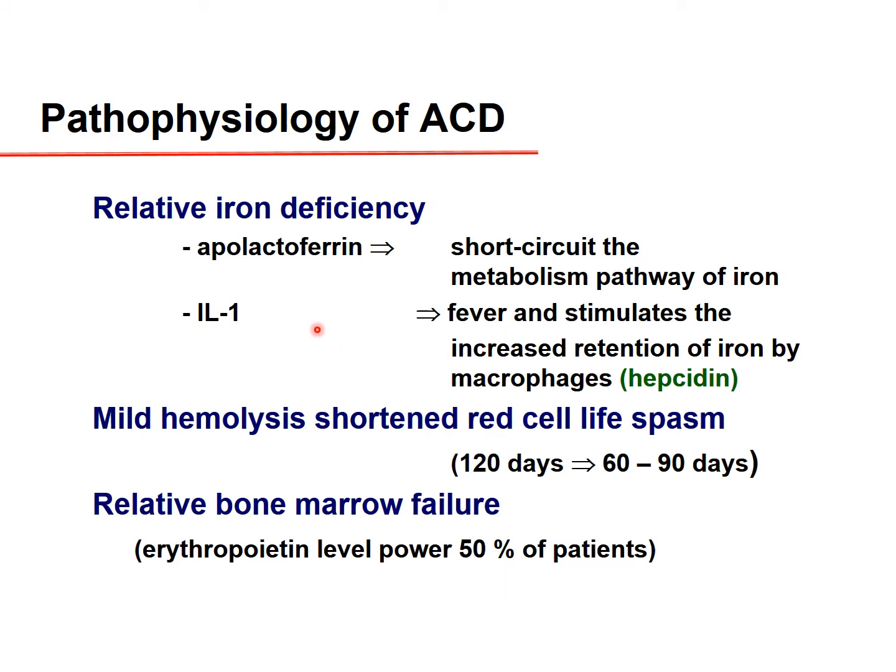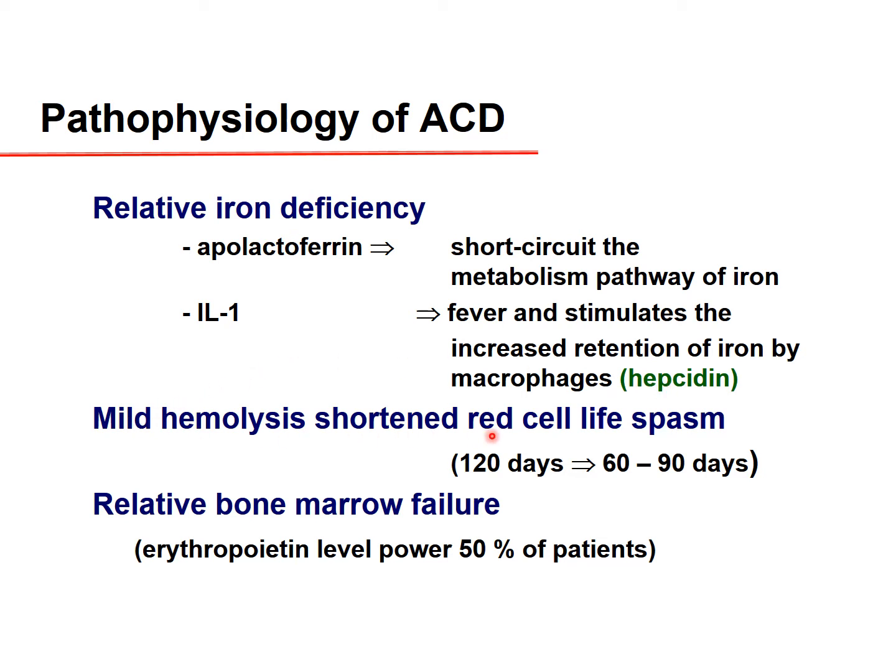Now, what is the pathophysiology of these chronic disease-associated anemias? Basically, we do have an increased level of apolactoferrin that is somehow shortcutting the metabolic pathways of the iron. But interleukin-1 level is elevated and stimulates fever and stimulates increased retention of the iron by the macrophages. The hepcidin synthesis will increase, and that is storing the iron, so it's inhibiting the release of the iron from the stores.